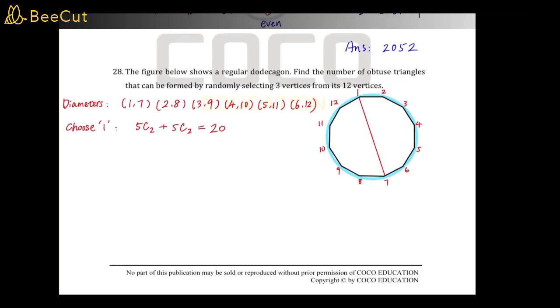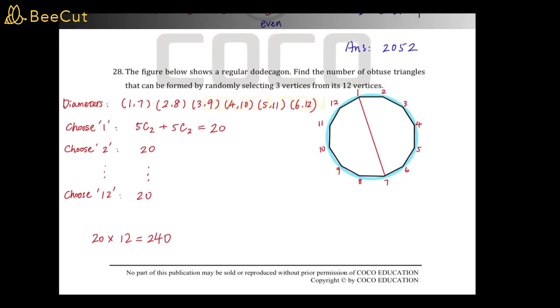And since we can choose any of the 12 vertices, so you will be, right, you choose point 2 is also 20 ways. You choose the point 3, all the way to choose the point 12. These are all 20 ways. Together, we have 20 times 12, 240.